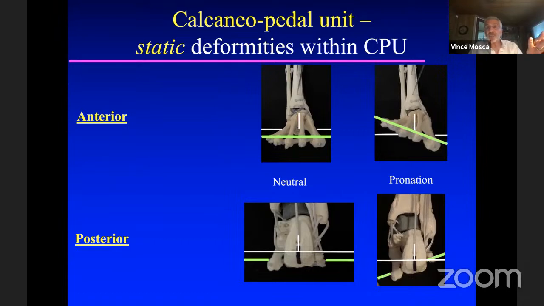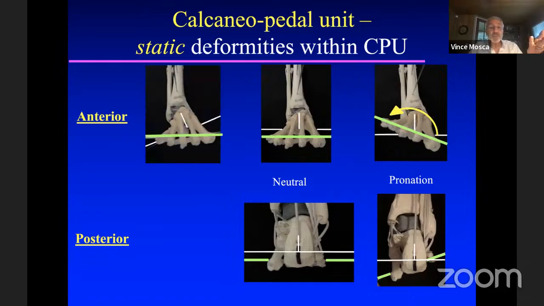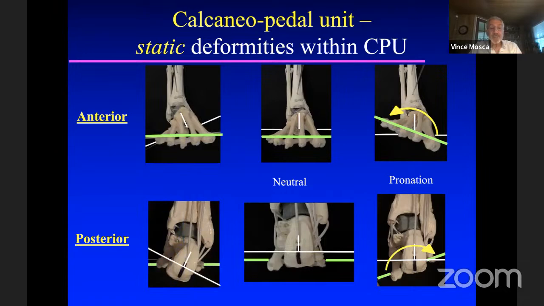You can't stand on your first metatarsal head with a neutral hindfoot. So the fifth metatarsal goes to ground. There, all the metatarsals are on the ground. But look at the white lines. The hindfoot is in varus. And when you look at it from the back, all the metatarsals are on the ground because the fifth metatarsal rolled over and dragged the back of the CPU into varus. That's a cavus varus foot deformity.